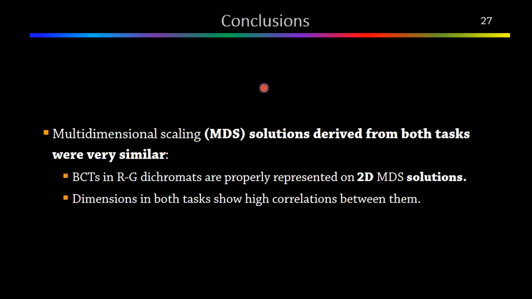And finally, we can conclude that the MDS solutions give us, in both cases, two-dimensional solutions for the pointing and for the verbal task, and the dimensions of both tasks show high correlations between them.